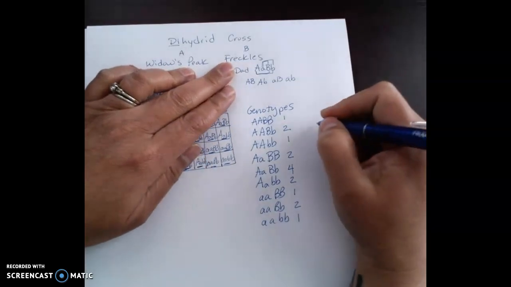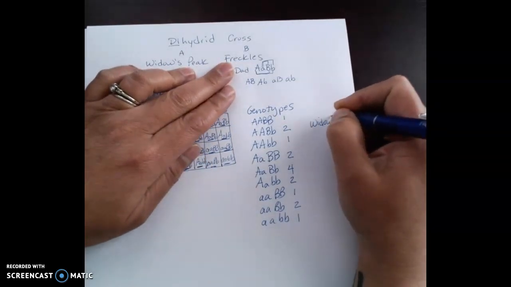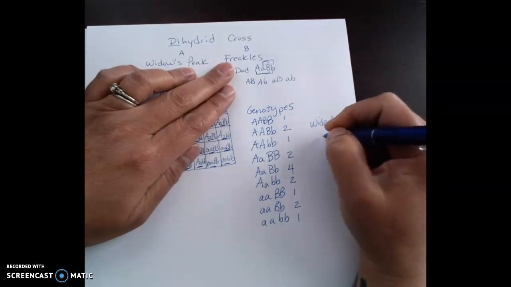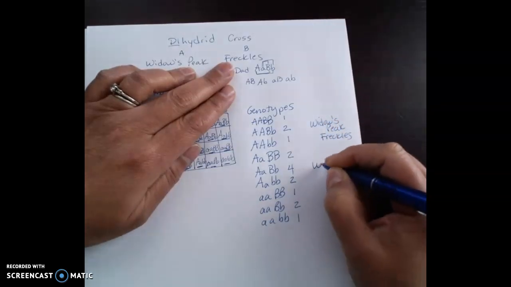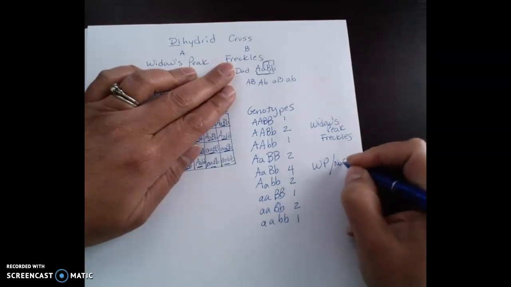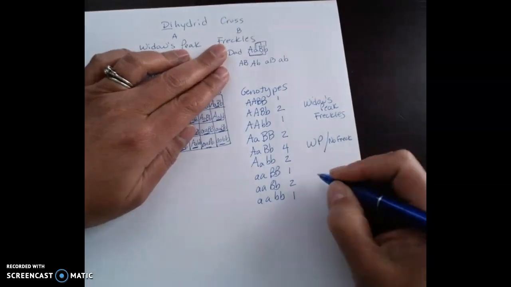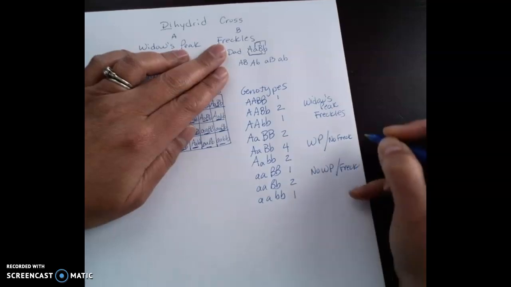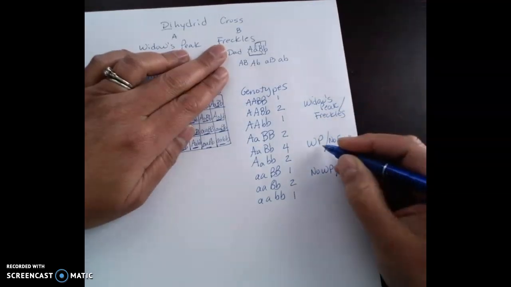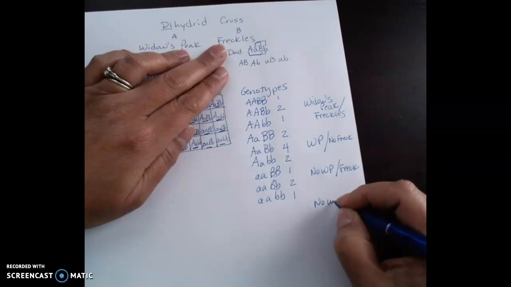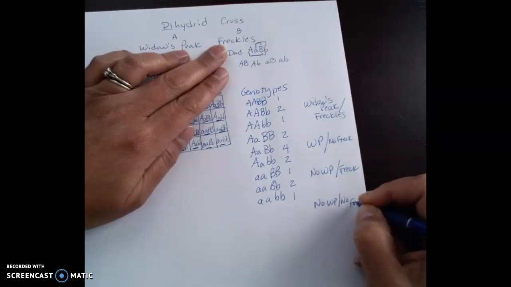Well, let's look and see what traits they give us, because remember, we're doing widow's peak and freckles. So let's just think about what's possible. We could have widow's peak with freckles. I could have a widow's peak, I hope you don't mind if I abbreviate, widow's peak and no freckles. We could have no widow's peak and freckles. Okay, so that's got both of them. That's only got the widow's peak. This one's got only the freckles. And then we could have no widow's peak and no freckles.